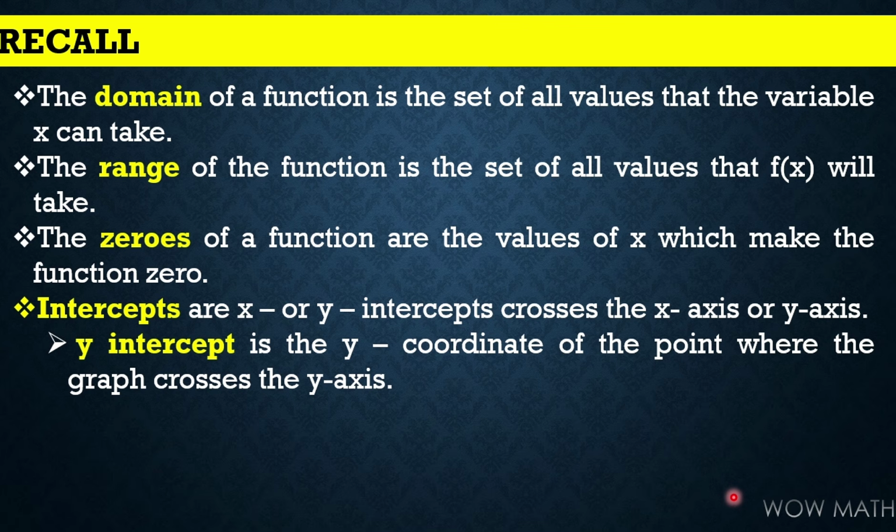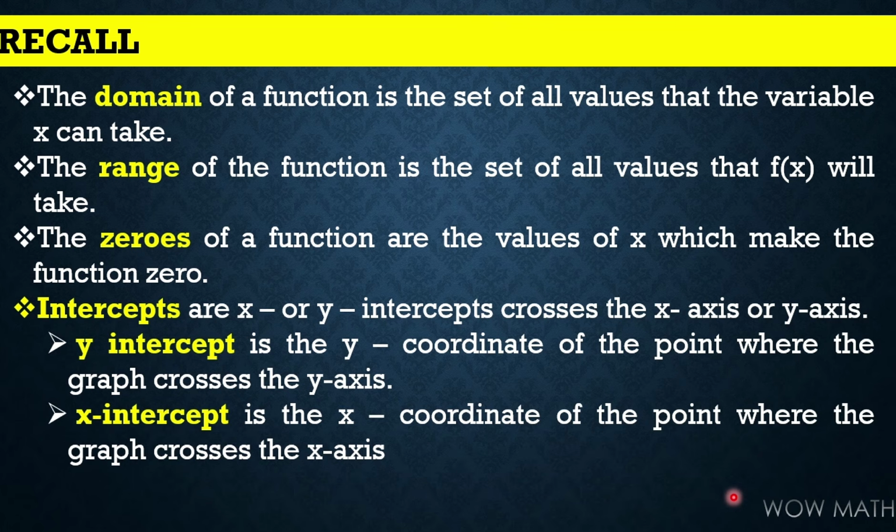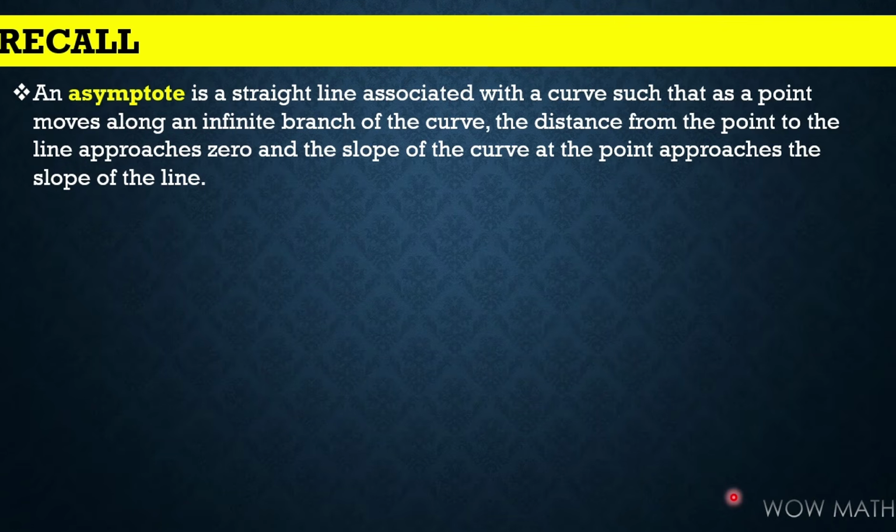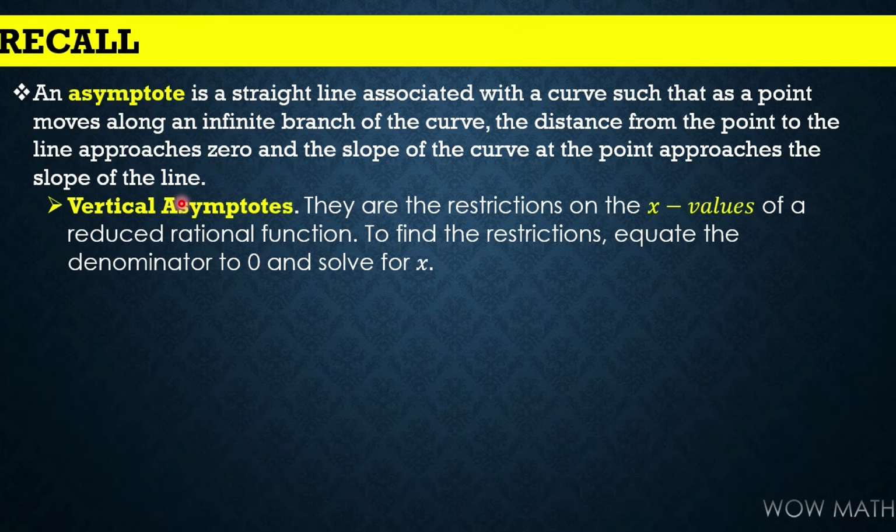Y-intercept is the y-coordinate of the point where the graph crosses the y-axis. X-intercept is the x-coordinate of the point where the graph crosses the x-axis. And then, an asymptote is a straight line associated with a curve such that as a point moves along an infinite branch of the curve, the distance from the point to the line approaches zero, and the slope of the curve at the point approaches the slope of the line.